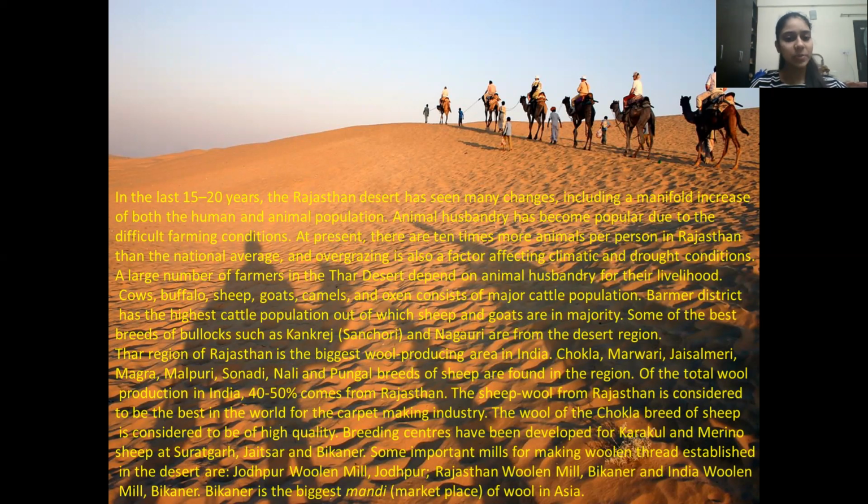A large number of farmers in the Thar Desert depend on animal husbandry for their livelihood. Cows, buffaloes, sheep, goats, camels, and oxen make up the major cattle populations. Barmer district has the highest cattle population, of which sheep and goats are in the majority. Some of the best breeds of bullocks, such as Kankrej and Nagori, are found in the desert region. The region of Rajasthan is the biggest wool producing area in India.